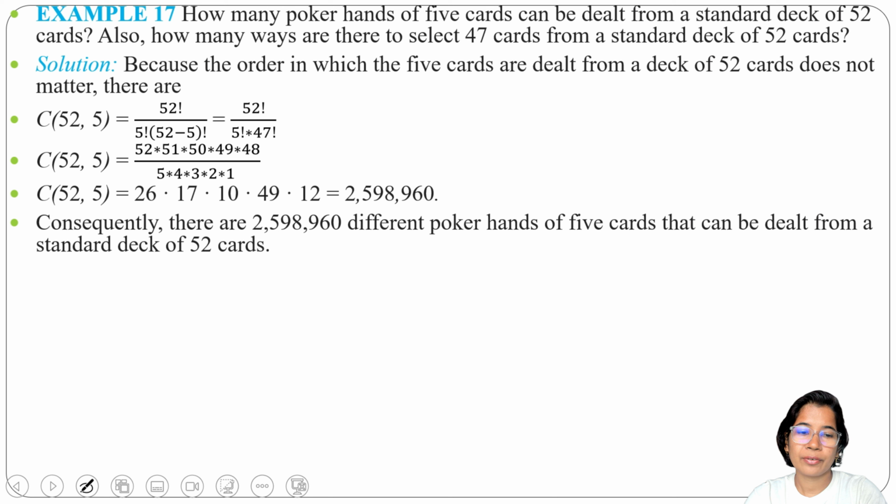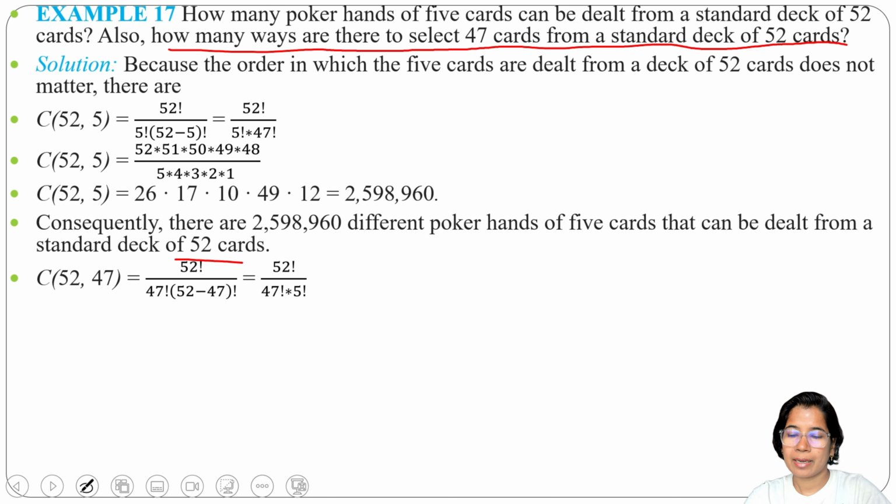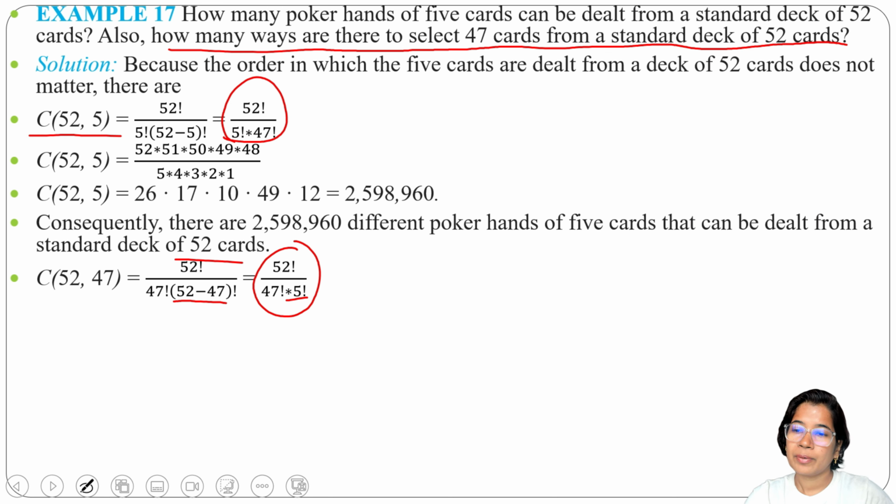So 2598960 different poker hands of 5 cards can be dealt from a standard deck of 52 cards. Next, another question: how many ways are there to select 47 cards from a standard deck of 52 cards? That we can do in C(52,47). So 52 factorial divided by 47 factorial multiplied by (52 minus 47) factorial, which equals 5 factorial. This is the same as the previous one. So we can say combination of 52, 5 equals combination of 52, 47. Both are the same.